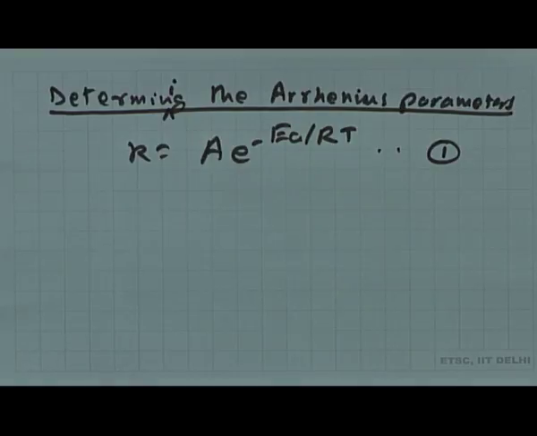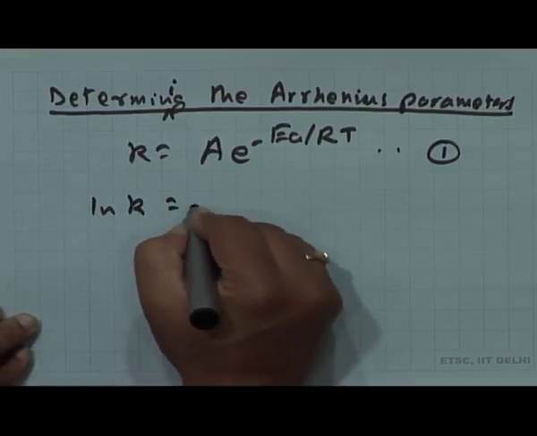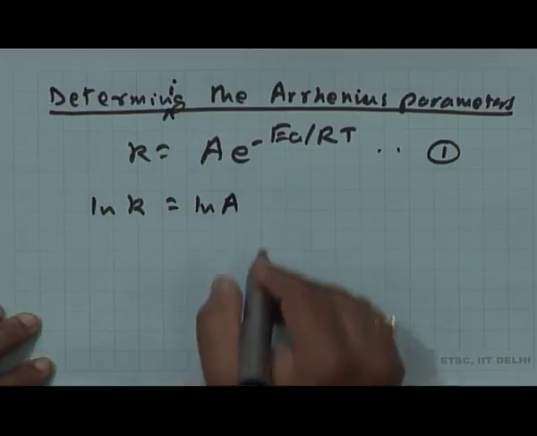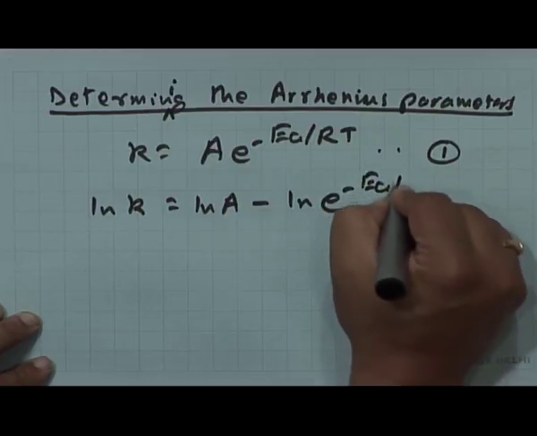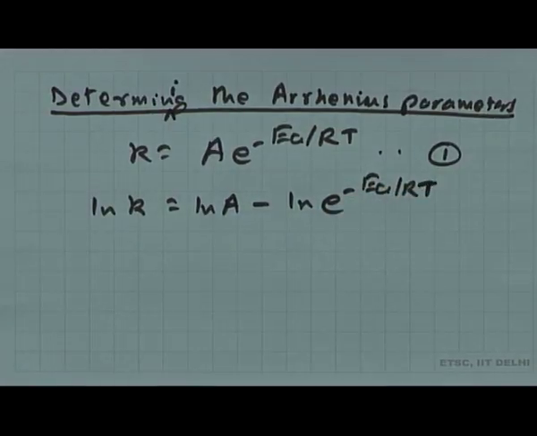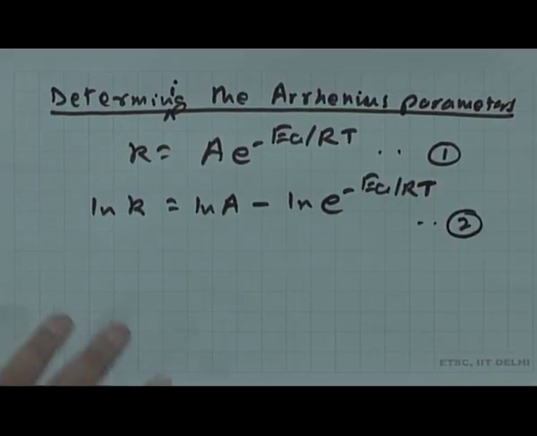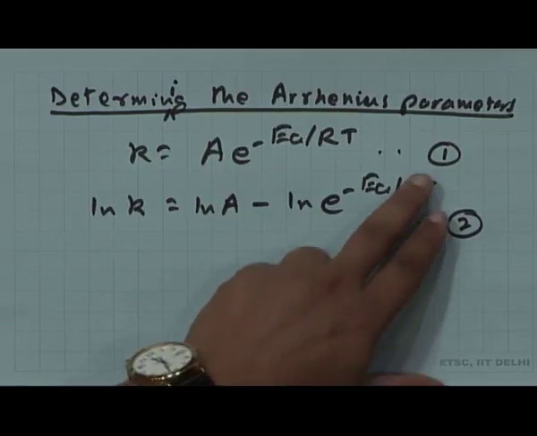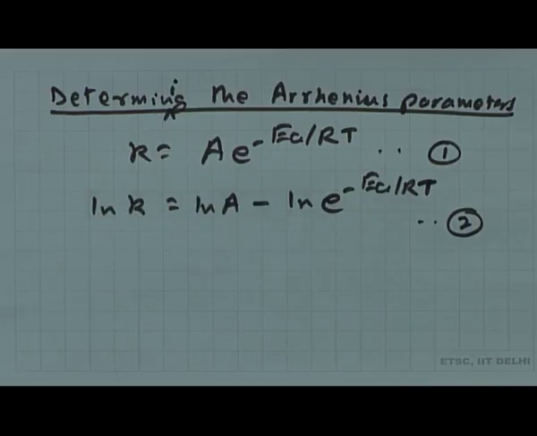Now what I can do is I can take natural logarithm on both sides. So I can say that natural log of k is equal to natural log of A minus natural log e to the minus EA over RT. Okay. So let this be equation number 2. Now see that this is not a continuation of the previous lecture, because I am talking about the temperature dependence today. I have started with a new set of equation numbers.